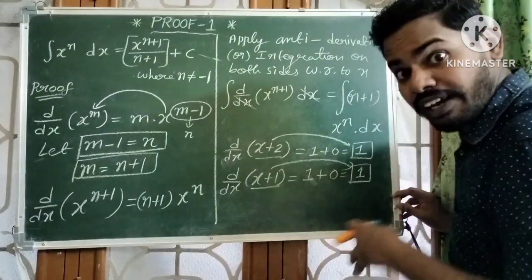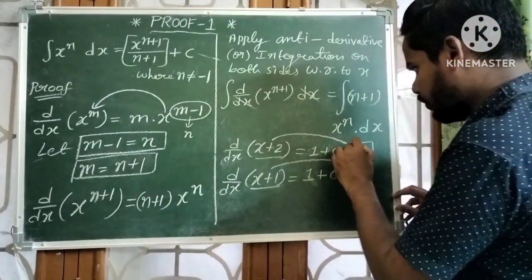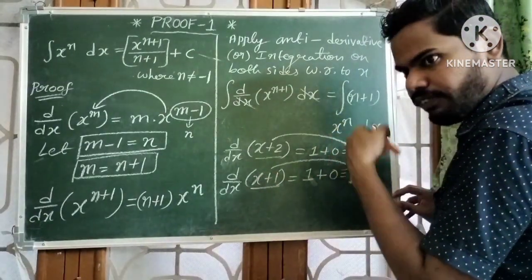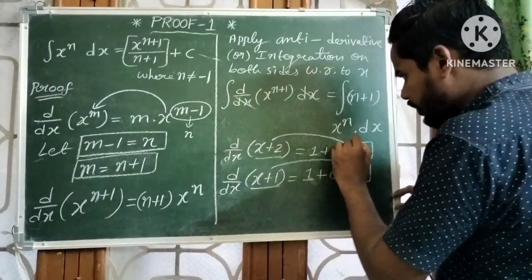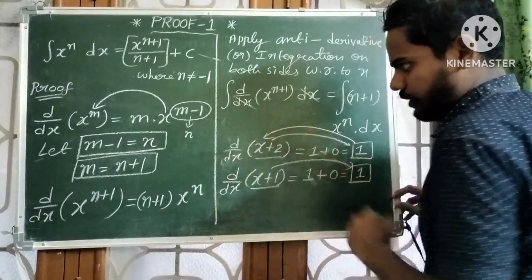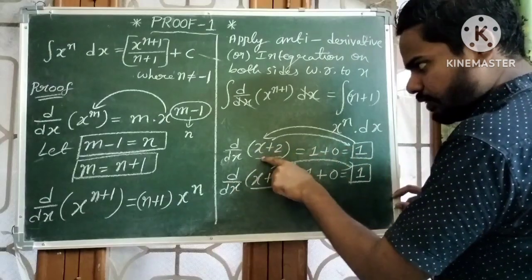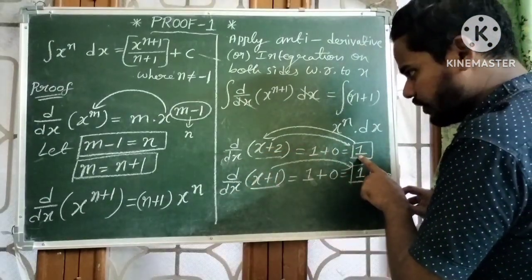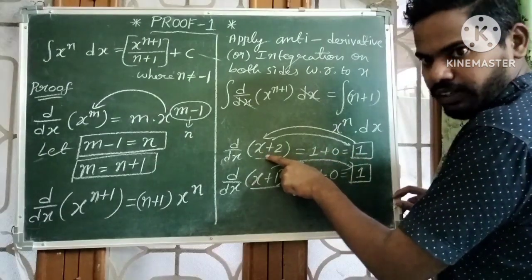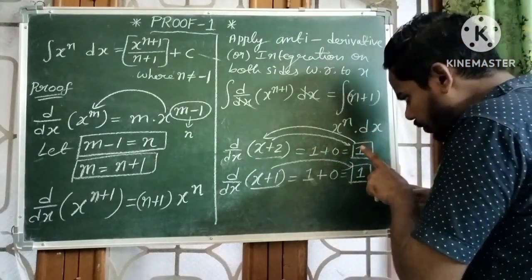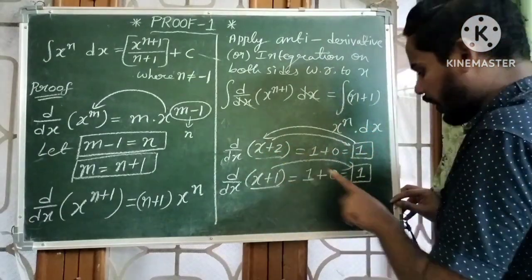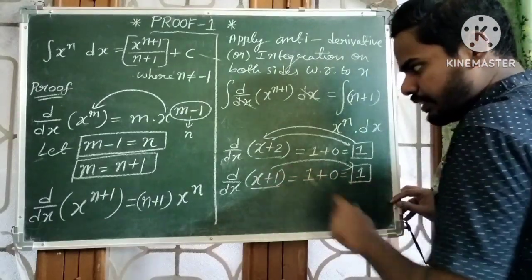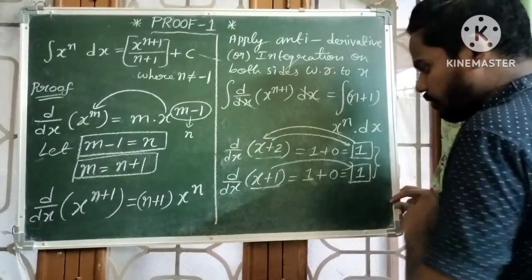Now let us find the antiderivative. In general, if we find the antiderivative, we must get the original function. So here, in this case, what is the original function? x plus 2. The antiderivative of this must be this, and the antiderivative of this must be this. But see what will happen.